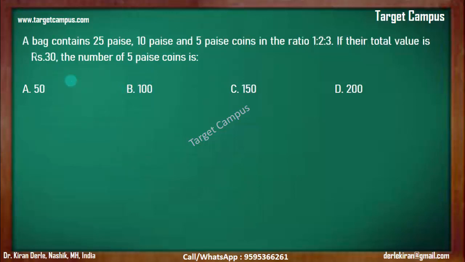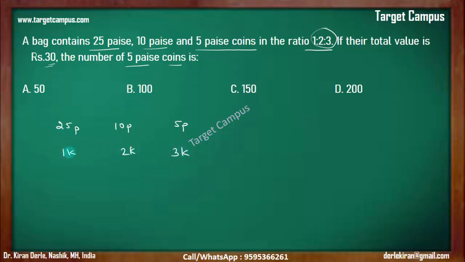Let's move ahead. A bag contains, this is a very common and most frequently asked question. A bag contains 25 paise, 10 paise and 5 paise coins in the ratio 1 is to 2 is to 3. So the ratio is of the number of coins. If the total value is 30 rupees, the number of 5 paise coins is, so let's do this. So let's say we have 1k coins, 2k coins and 3k coins, right?